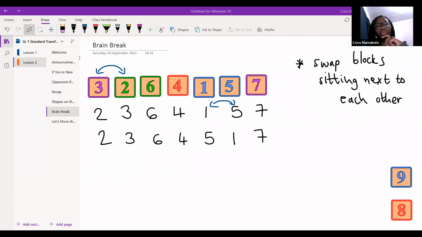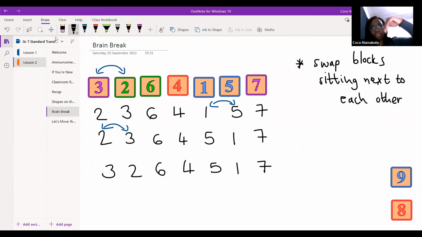All right, Masih Chaba, what do you think we should do next? Ma'am, I think we should move 2 and 3. You want us to swap them? Yes. Okay. Oh, look at what I've done. Okay, so we're going to take 2 and 3 and swap them back around. So that's going to give us 3, 2, 6, 4, 5, 1, 7. Remember, guys, we're trying to get the order 1, 2, 3, 4, 5, 6, 7. Okay. So remember what we're trying to get at.